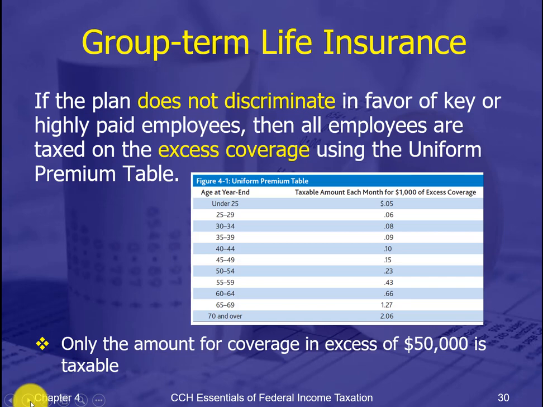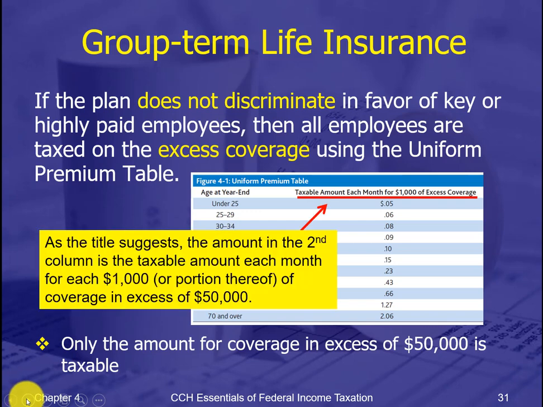So this is the way you calculate the value of the life insurance you're providing. This is per month per $1,000. So $30,000 of excess coverage would be 30 times this times 12, because it's 12 months a year, based on the age of the employee. All right, remember, it's only the excess of 50,000.